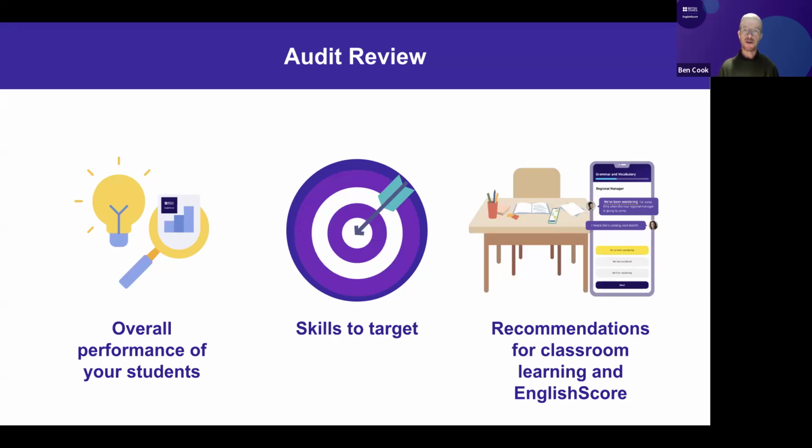And then the third thing that we include within this audit review is some recommendations. So coming off identifying what skills to target, how could you achieve this? What are some changes or what are some different approaches that you could use in your classroom when you're teaching students to improve, for example, fluency when speaking?